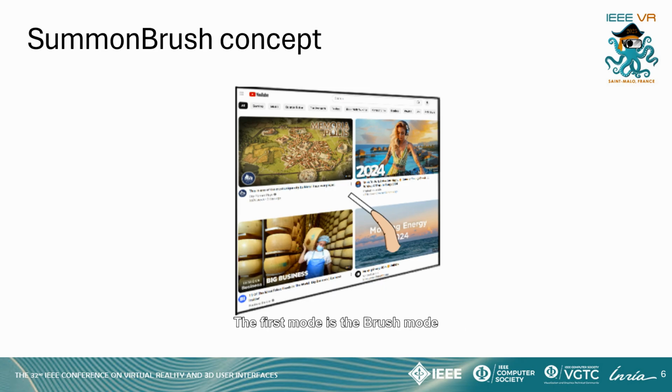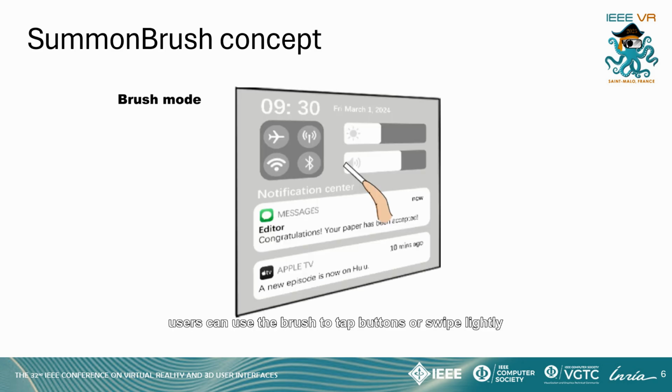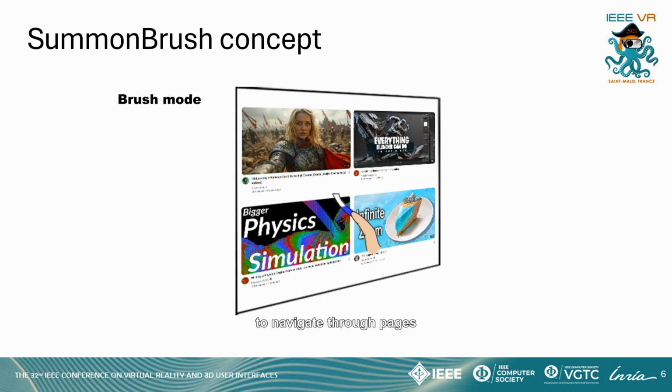The first mode is the brush mode, where the bending extent remains below a certain threshold. This is indicated visually by either the absence of ink in the brush or ink filling only a portion of it. In brush mode, users can use the brush to tap buttons or swipe lightly to navigate through pages.